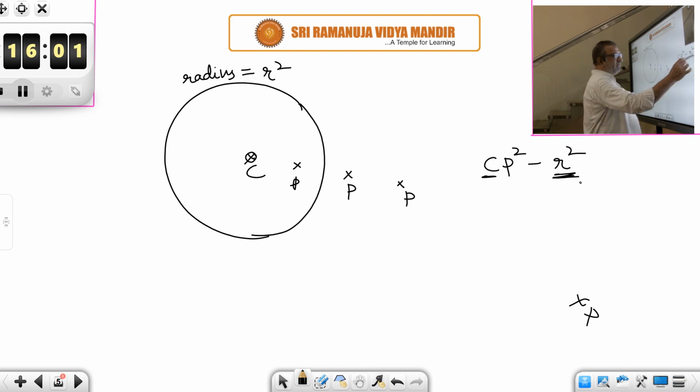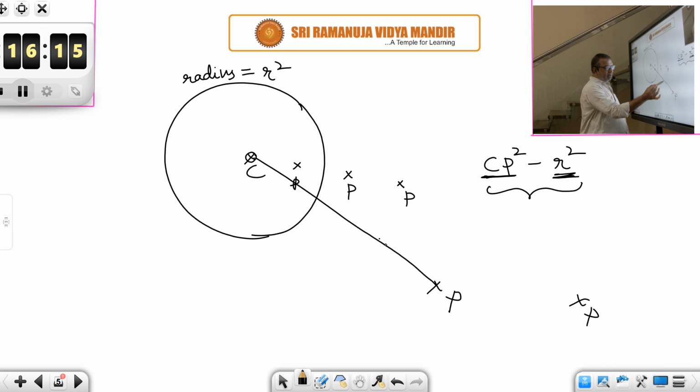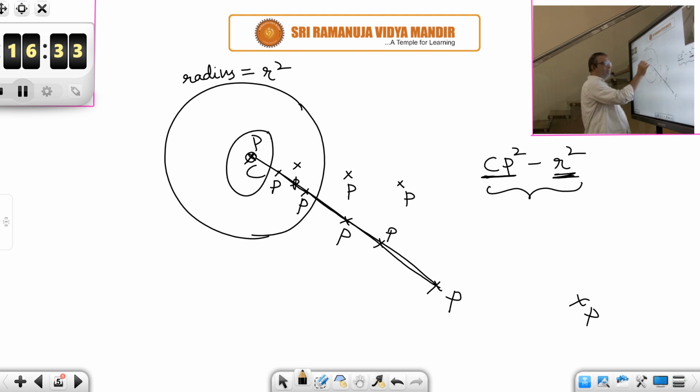Because r square is fixed, to get the minimum value for the power, I have to minimize Cp, is it not? So P is here, Cp is so much. I want to minimize means I have to go nearer to the center C. So P is moving nearer and nearer to the center. So power will be reducing slowly. And when P coincides with C, that means if you take the point P at the center of the circle itself, then what is Cp? Cp is 0. Because Cp is 0, the power will be minus r square.